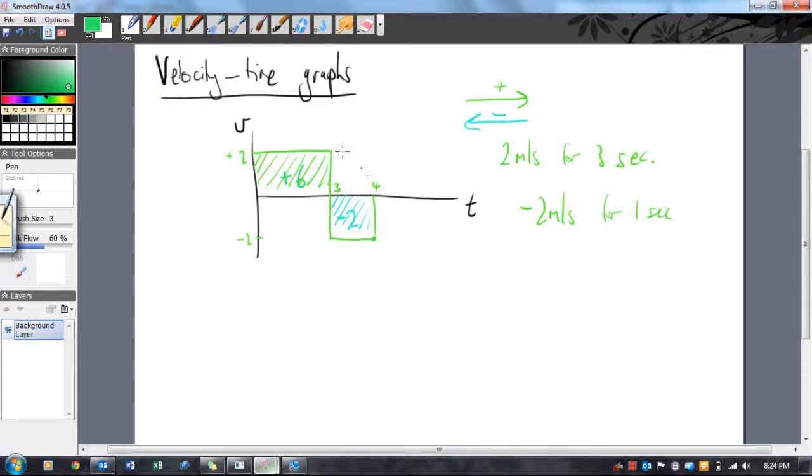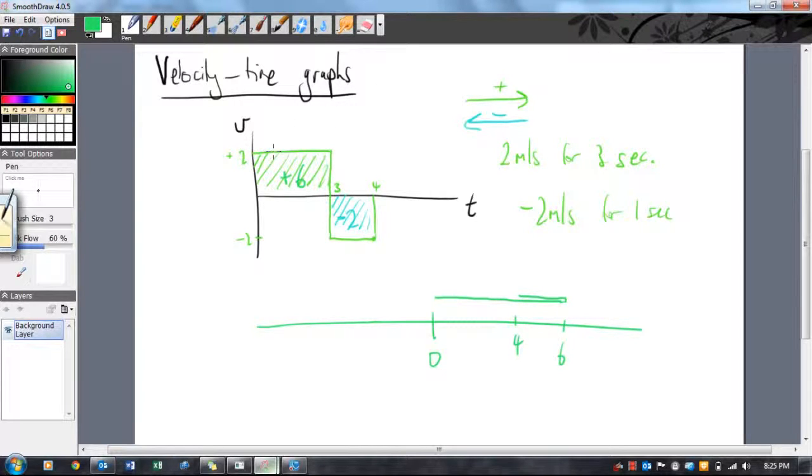And so what we look at is the area between the graph and the t-axis on a velocity time graph, which tells us how far we've travelled in that time. So in this time up here, I've travelled +6. In the first 3 seconds, I've travelled 6 in this direction. Then I turn around and go back and travel 2 in the other direction. So I end up at 4. That's what's going on in this particular graph.